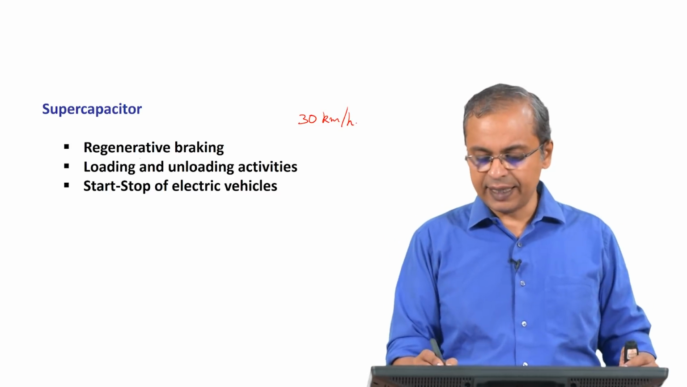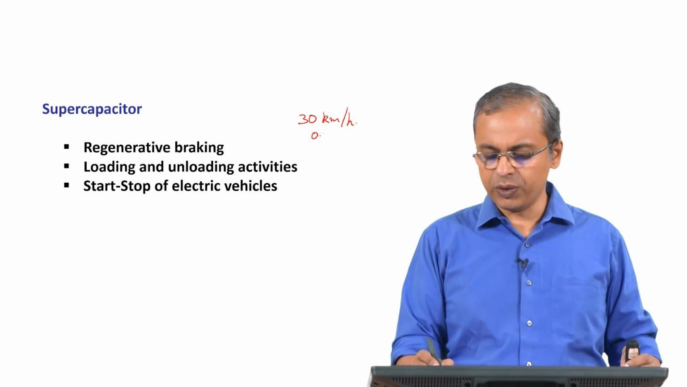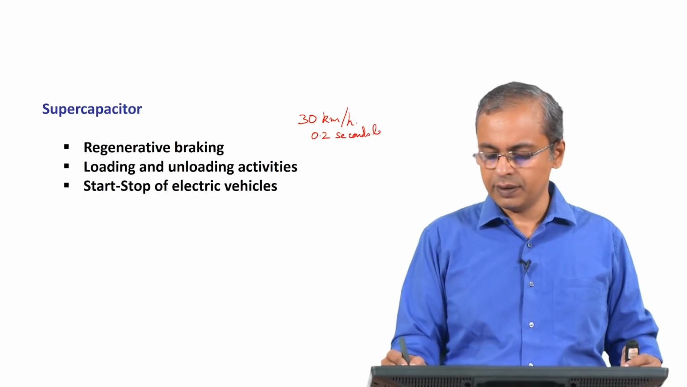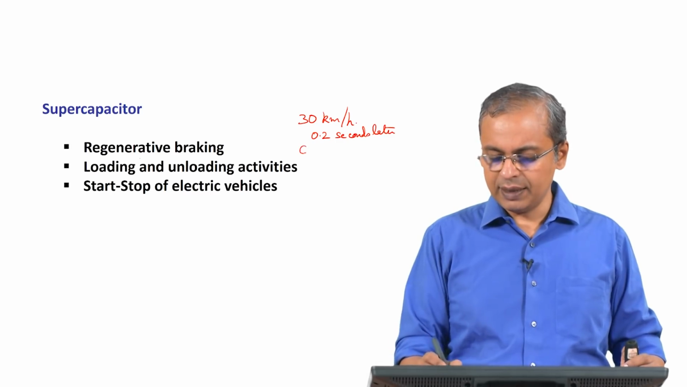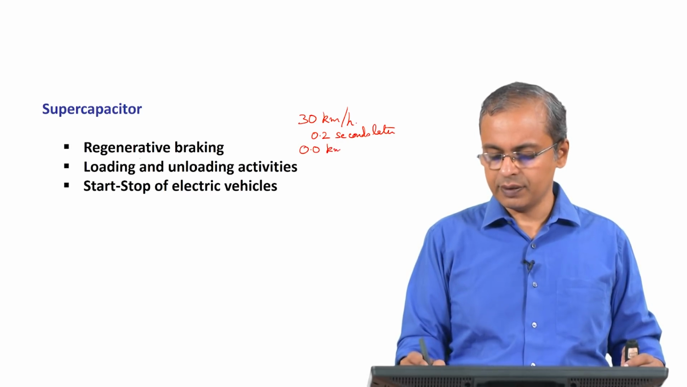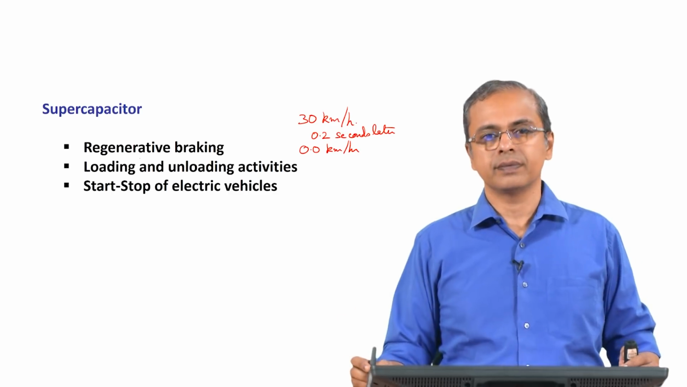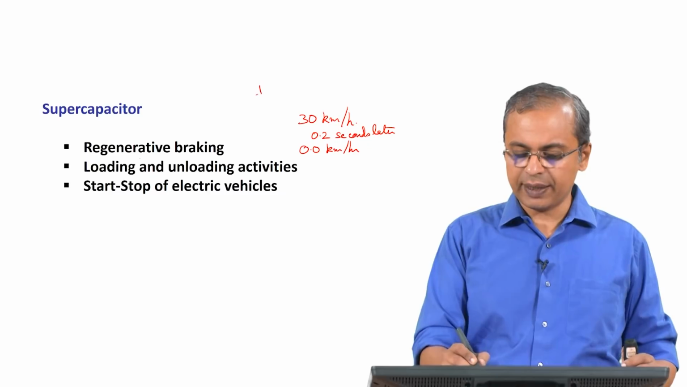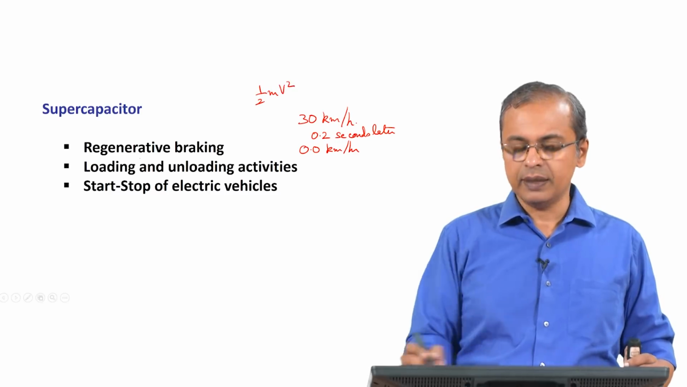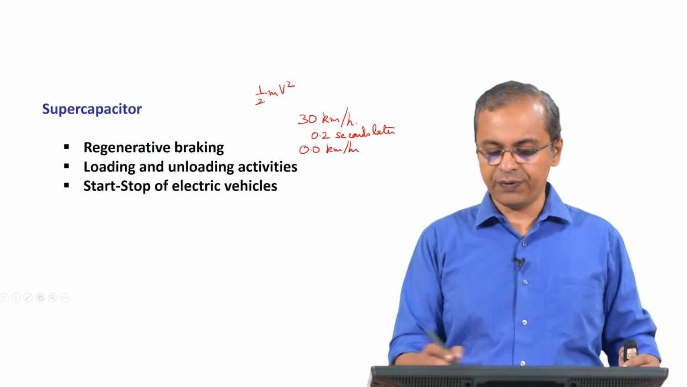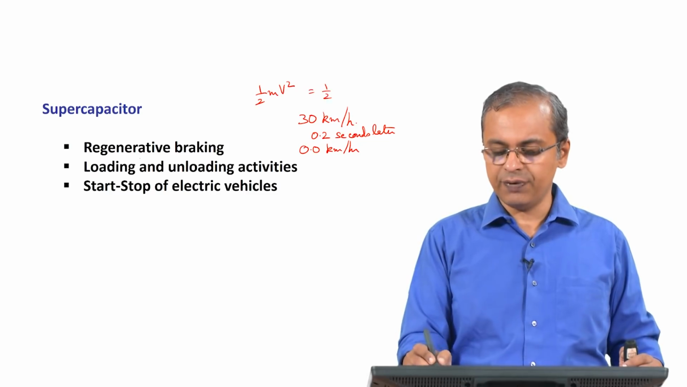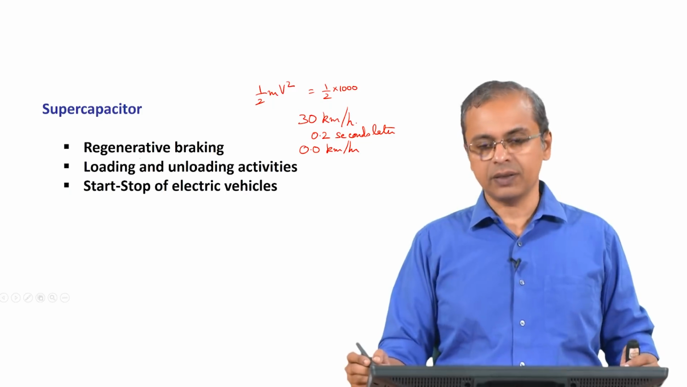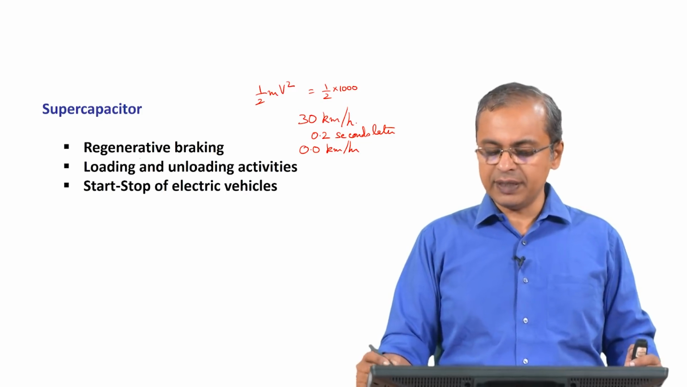Okay, and half a second later, not even half a second, maybe 0.2 seconds later, you have the car at 0 kilometers an hour. So, whatever was the weight of the car, if you look at half mv square, this much kinetic energy was available. So, if a car is about, so this is half into, let us say, a 1000 kilogram car, so 1000 kgs you have, and V is 30 kilometers an hour.